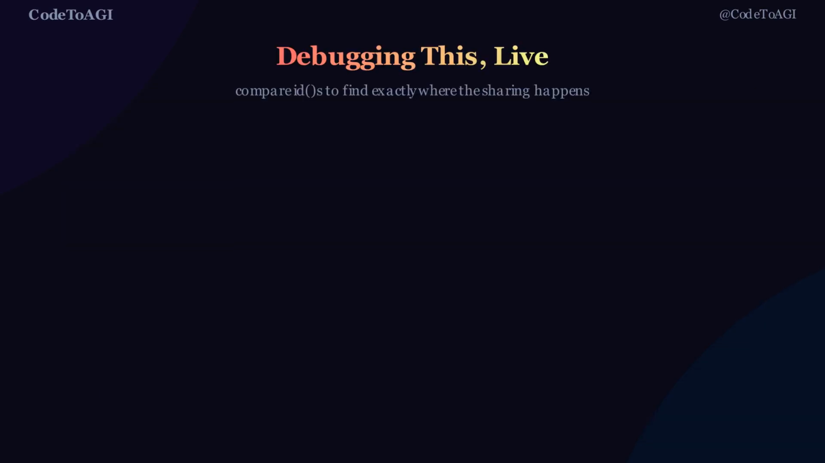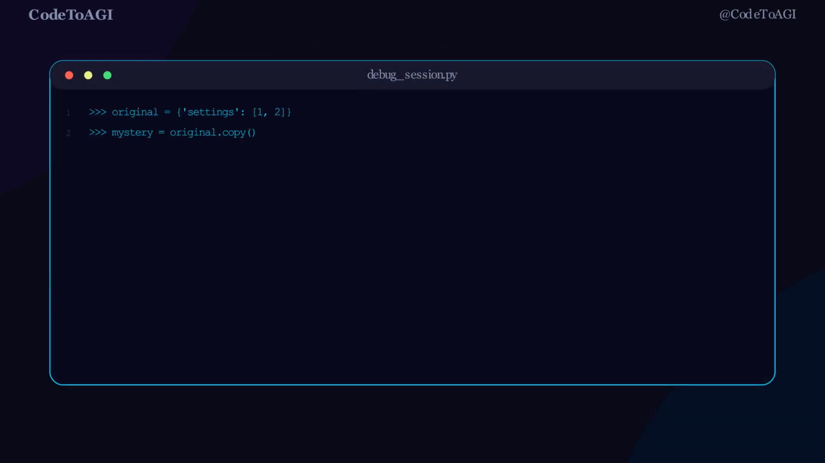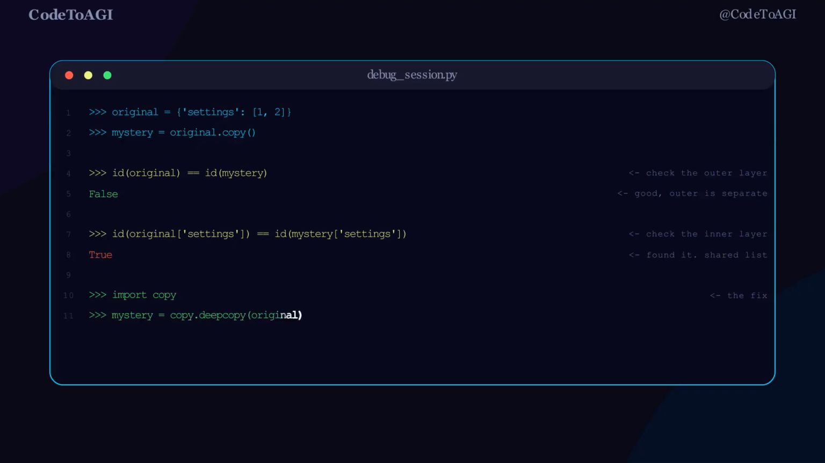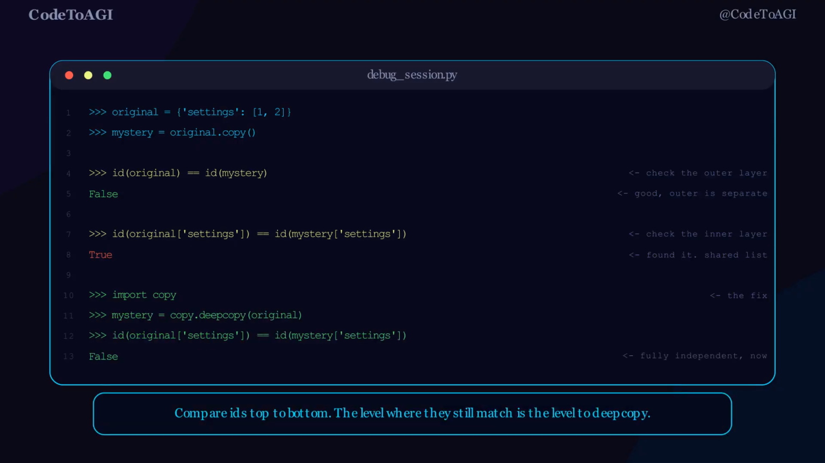Let's actually debug one of these the way you would in a real project. First, print id of the original and id of the copy. If they match, nothing was copied. Second, check id of a nested piece like the first inner list on both objects. If those match too, you have a shallow copy problem, not a deeper data bug.